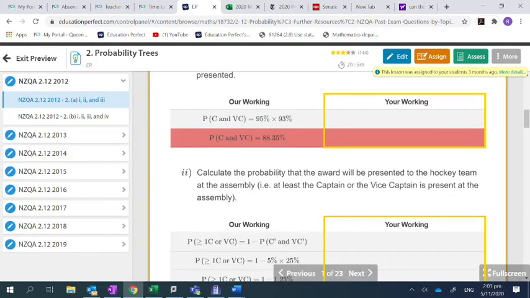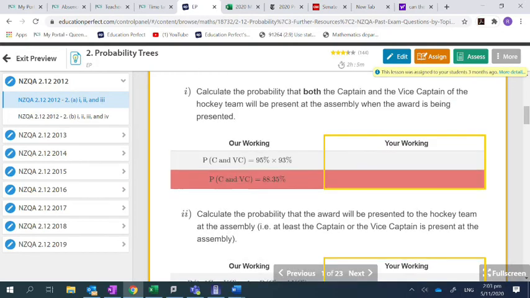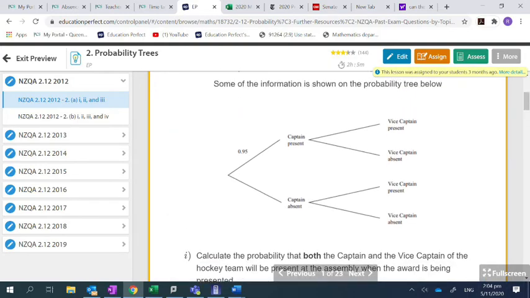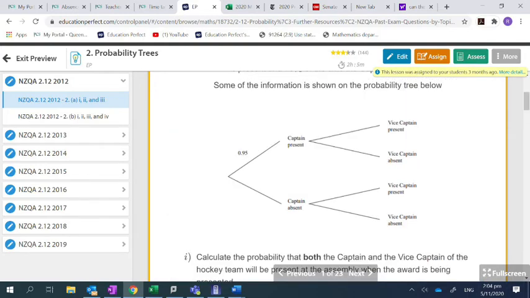Calculate the probability that the award will be presented to the hockey team at the assembly. In other words, either one or the other has to be present. Right? So, doesn't matter. One of them, at least the captain or the vice captain, is present at the assembly. So all we're going to do is, don't worry about the numbers. We'll talk about that in a second. All we're going to do is look at when that happens.